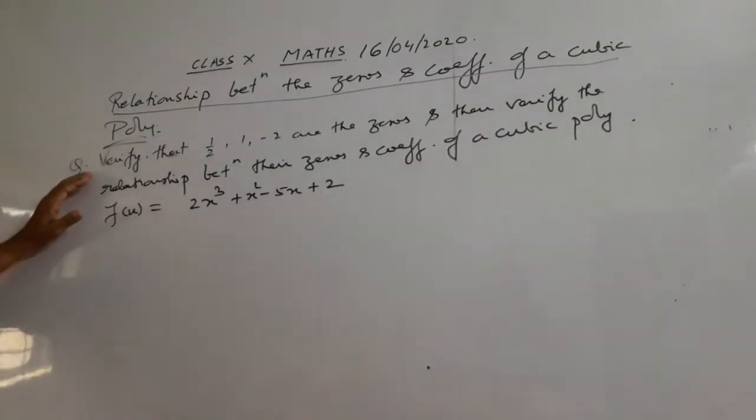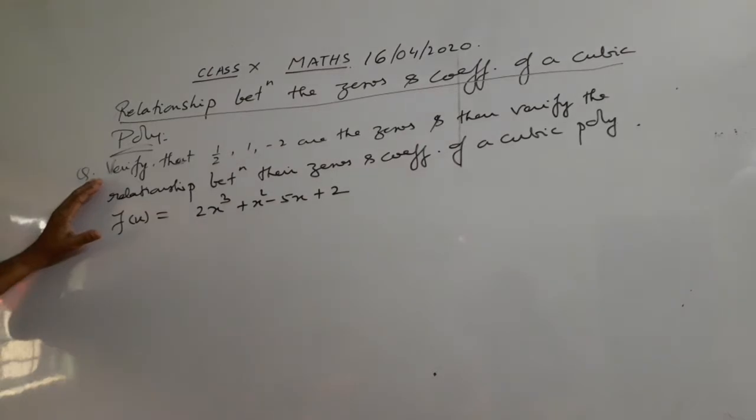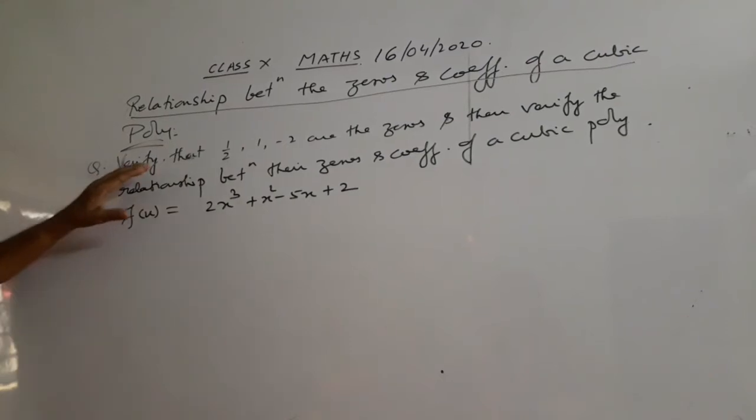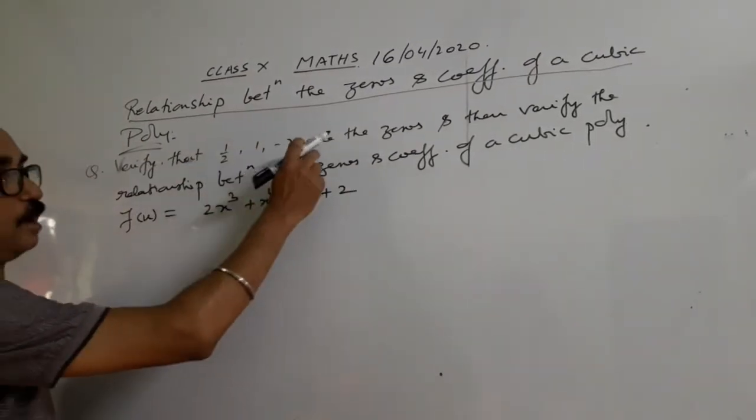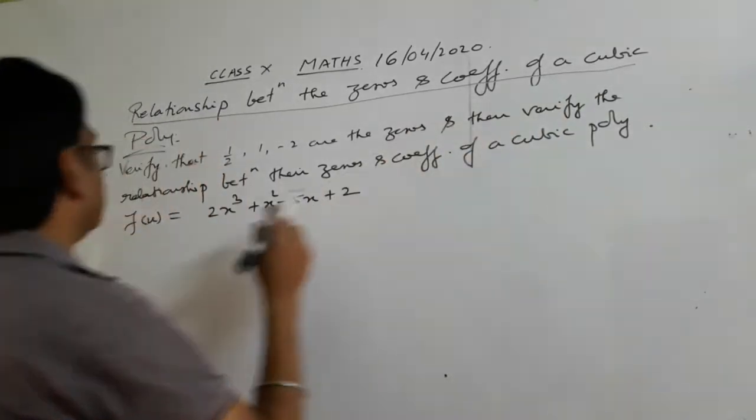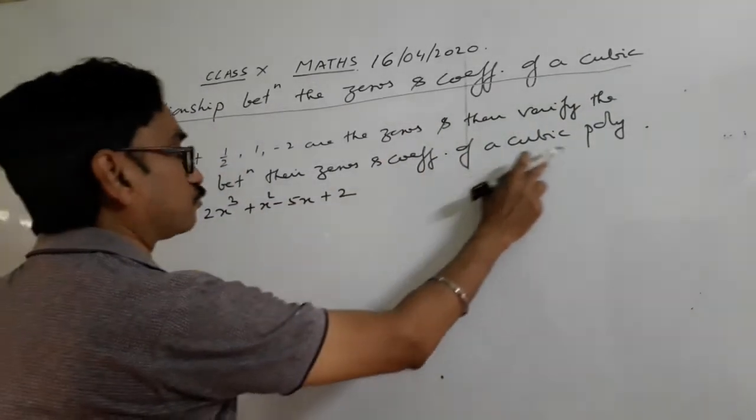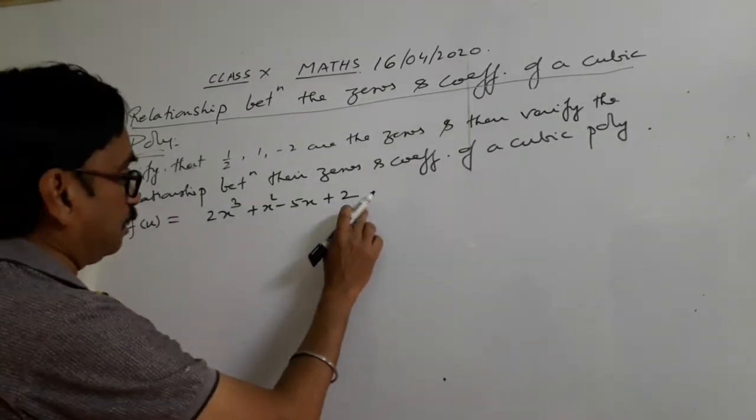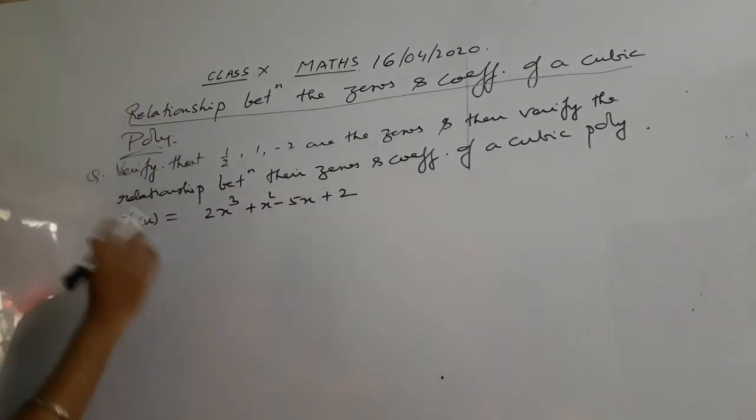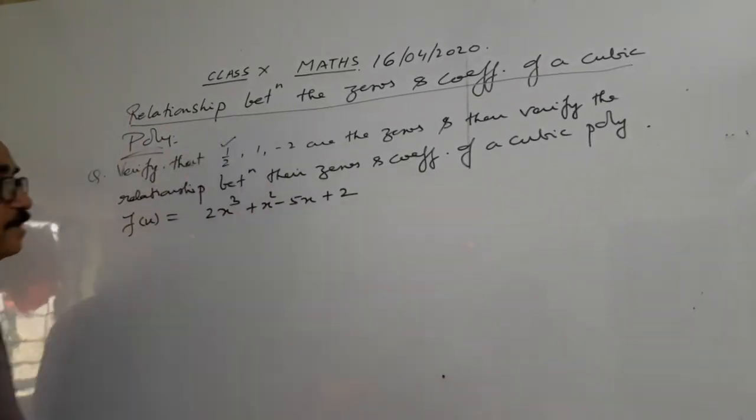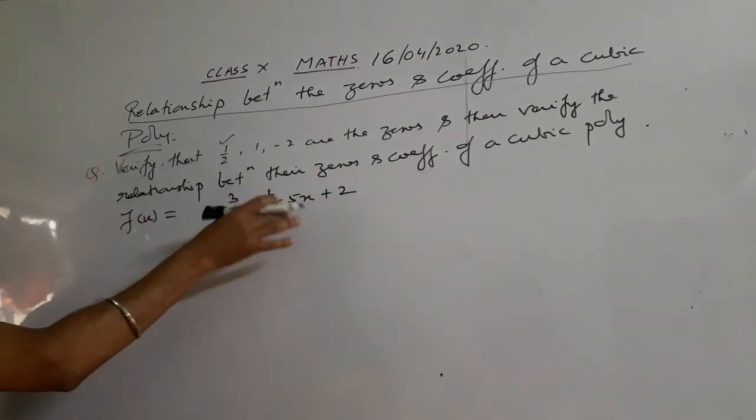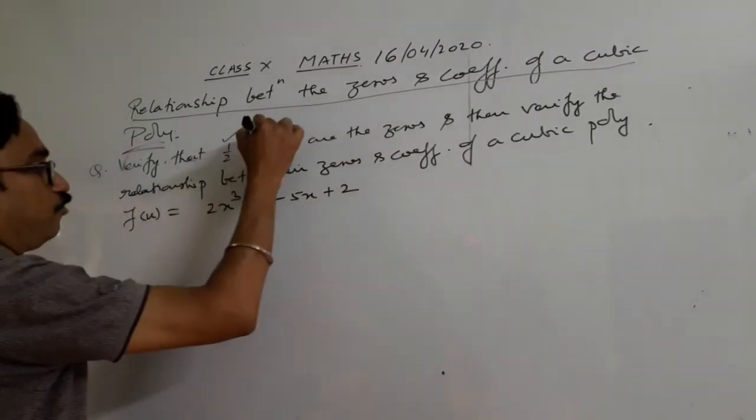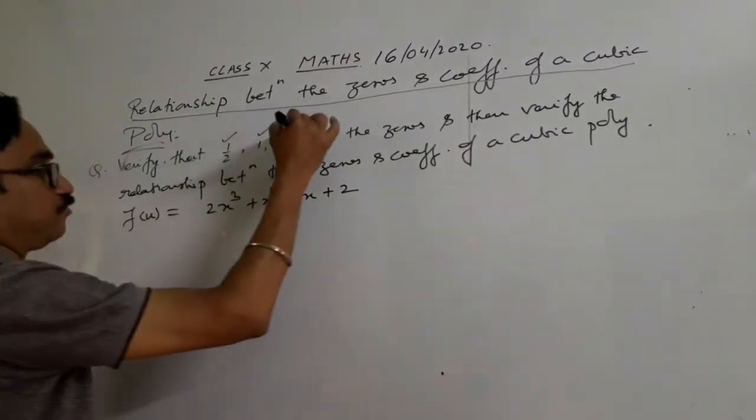Now let us discuss one question related to the verification of the zeros and the coefficients of a cubic polynomial. The question is: verify that 1 by 2, 1, and minus 2 are the zeros, and then verify the relationship between the zeros and the coefficients of the cubic polynomial 2x cubed plus x squared minus 5x plus 2. So first we have to check whether 1 by 2 is a solution, or zero, or root of this polynomial. Then for the second one, 1, and then at last for minus 2.